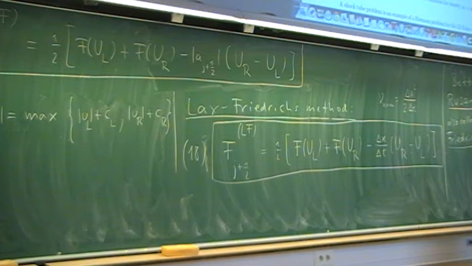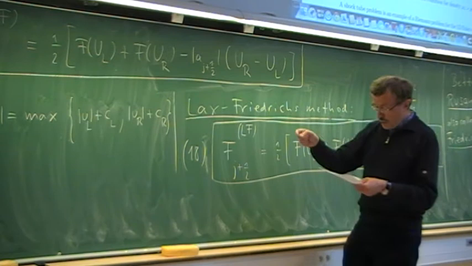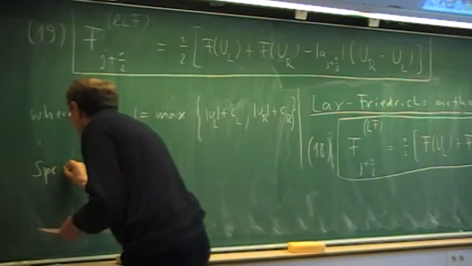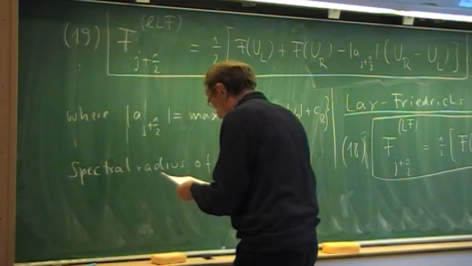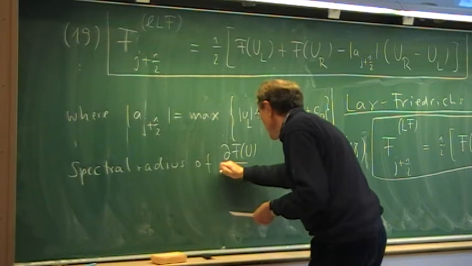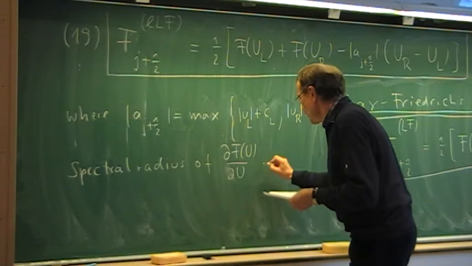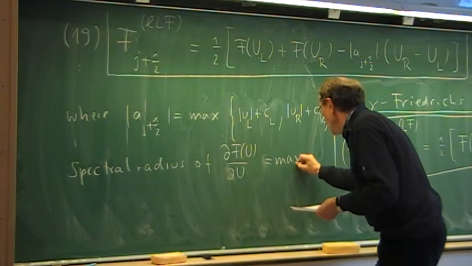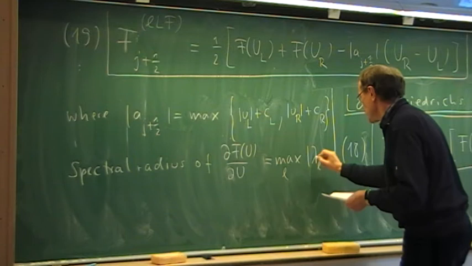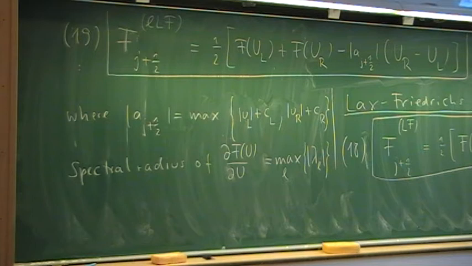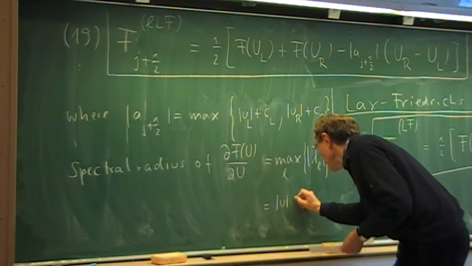Just a remark on this u plus c. So that is the spectral radius, it is called. The spectral radius both of the Jacobian matrix and the coefficient matrix that we called B yesterday, that is equal to the following. Well, it is defined as the maximum of the moduli of our eigenvalues. So in our case, we have three. We have u minus c, u and u plus c. And you can check that it's true that this is, in our case, equal to the modulus of u plus the speed of sound.